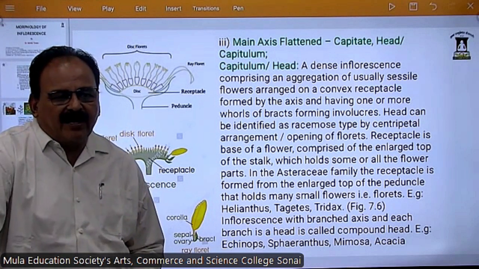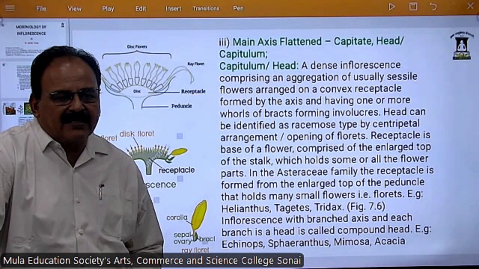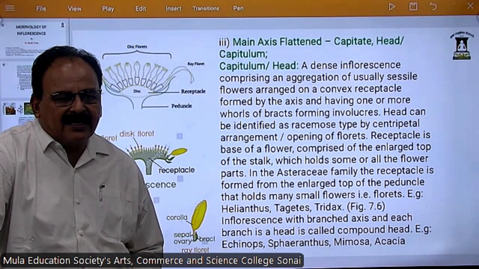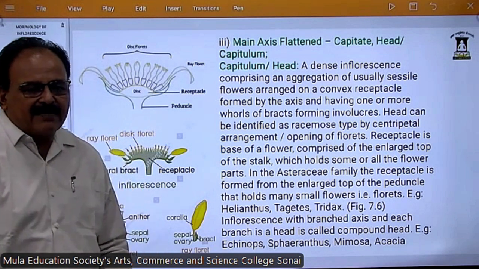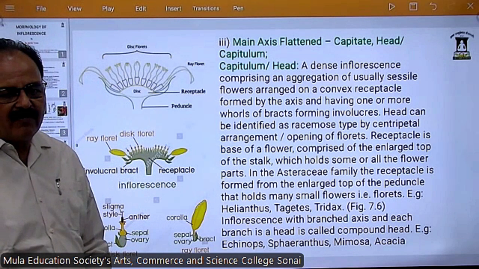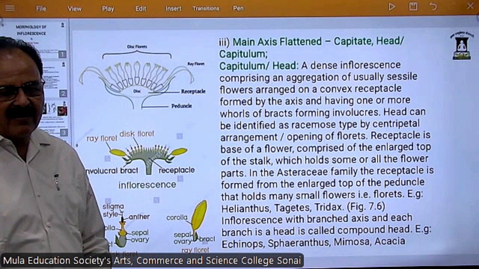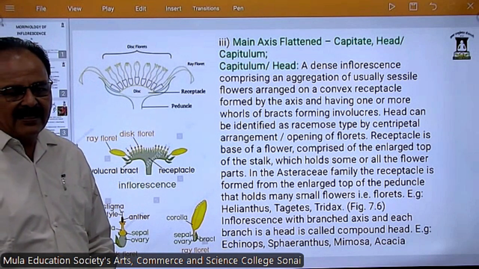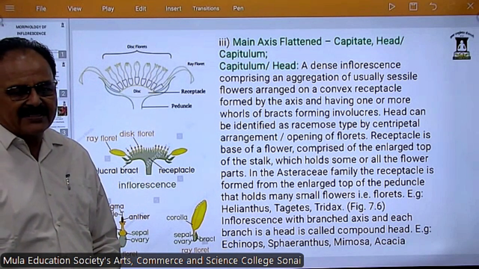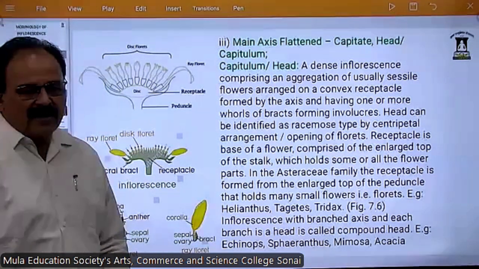Receptacle is the base of the flower, comprising the enlarged top of the stalk, which holds some or all of the flower parts. In the Asteraceae family, the receptacle is formed from the enlarged top of the peduncle that holds many small florets. For example, Helianthus, Tagetes, Tridax. The inflorescence with a branched axis, where each branch is a head, is called a compound head.